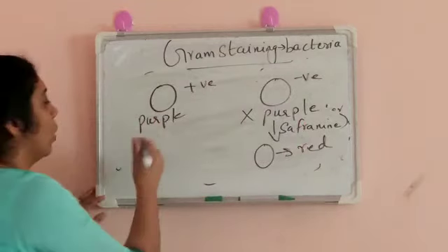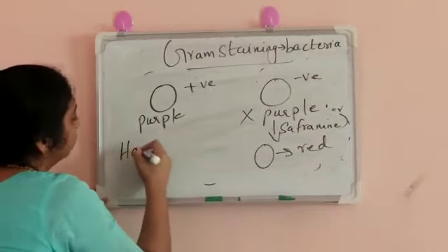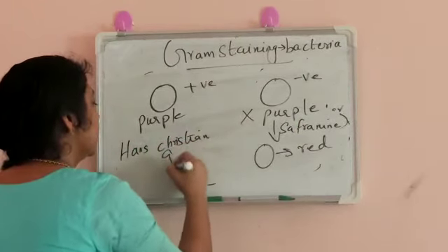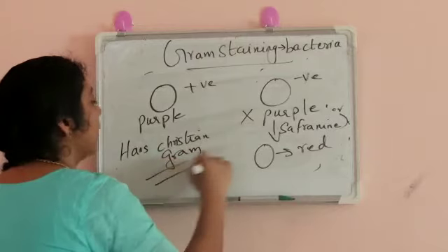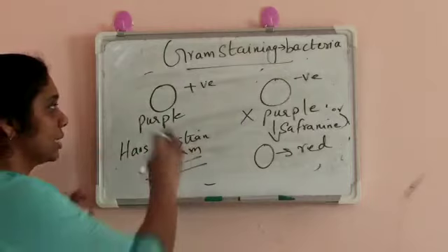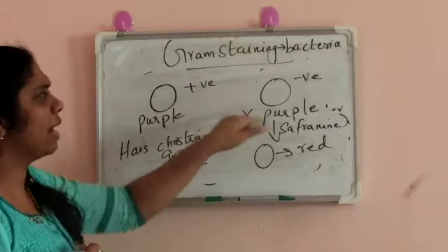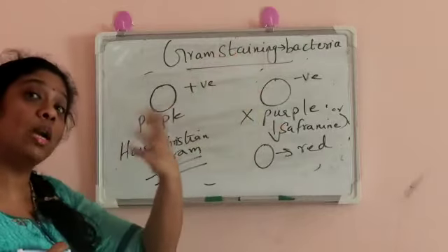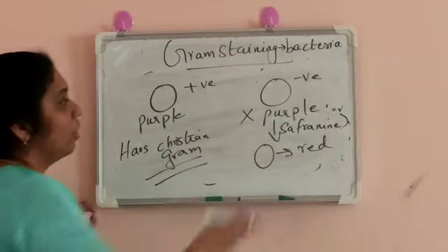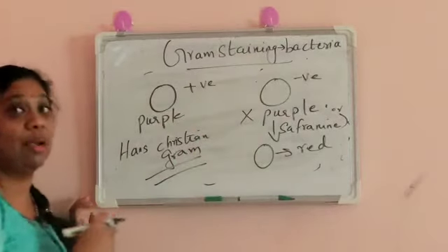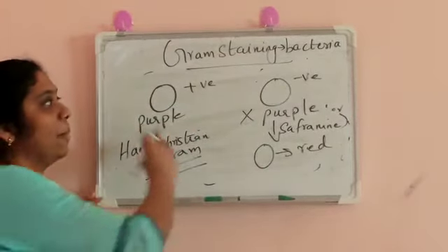This technique was developed by the scientist Hans Christian Gram. That is why it is called gram staining. In gram negative bacteria there is less peptidoglycan but more lipid content, so when we apply the crystal violet, it is not able to reach the cell wall because of the lipid content. That is the major difference.